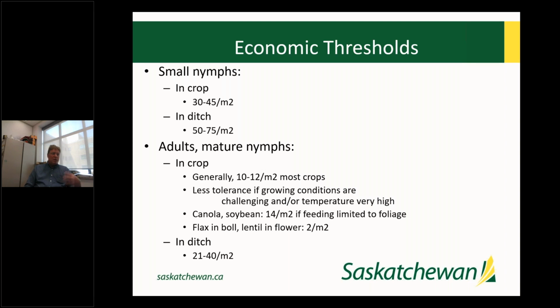Oh, sorry, I skipped over one. We've got a couple of crops that are particularly sensitive. So flax in boll: grasshoppers can go right underneath that boll and clip it. That's knocking off the money part of the plant. So obviously low tolerance for grasshoppers in that crop, and lentils in flower. So 2 per square meter in both of those crops. Flowers are particularly sensitive, as are early development pods. And some of these species, particularly Packards, really like to munch on early pods. So keep an eye out for those at low numbers.